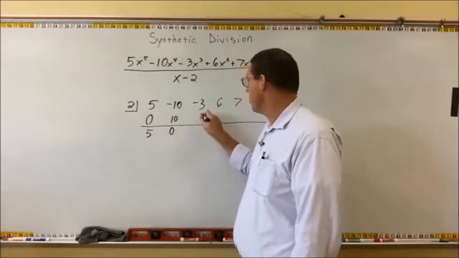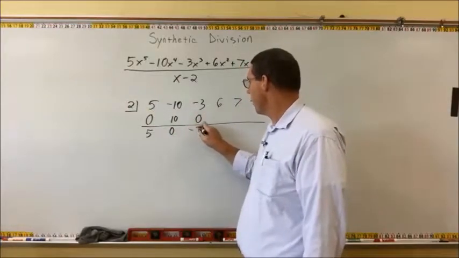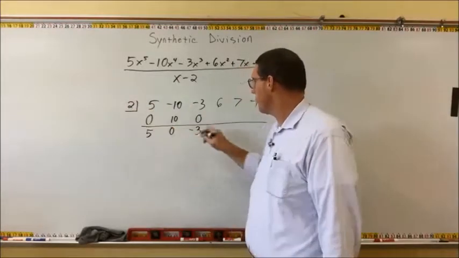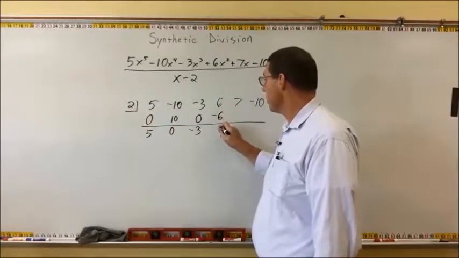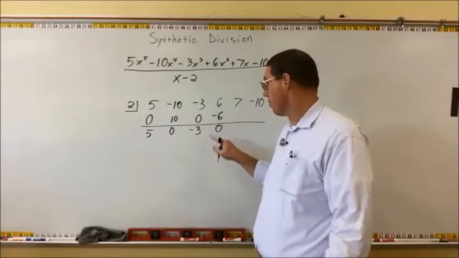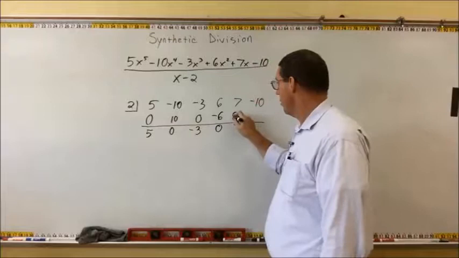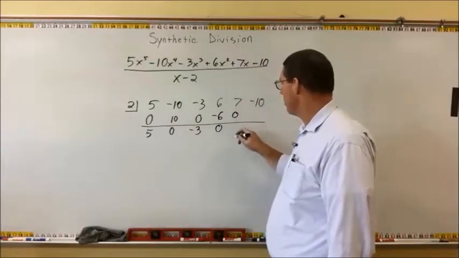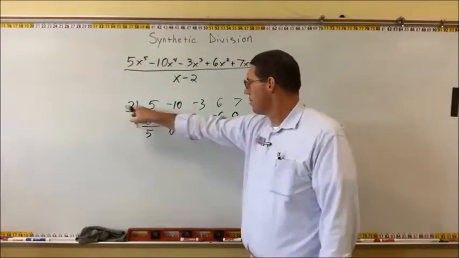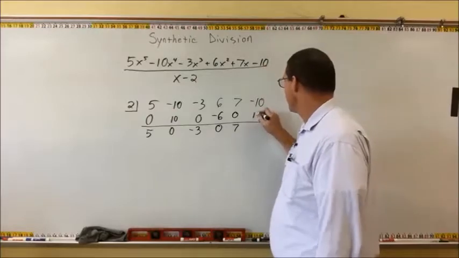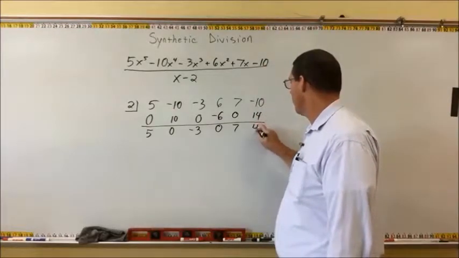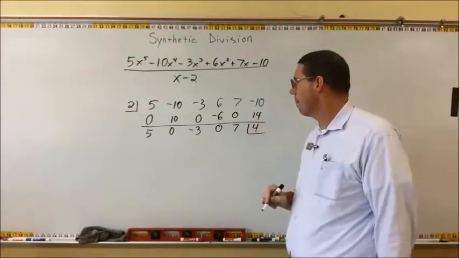0 times 2 is 0. Plus negative 3 is negative 3. Negative 3 times 2 is negative 6. Plus 6 is 0. That's another 0 in the answer. 0 times 2 is 0. 0 plus 7 is 7. 7 times 2 is 14. Minus 10 is 4. That's our remainder.